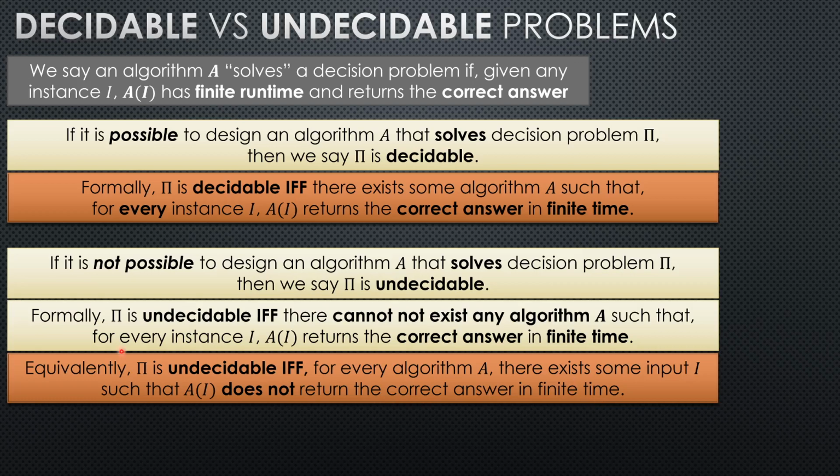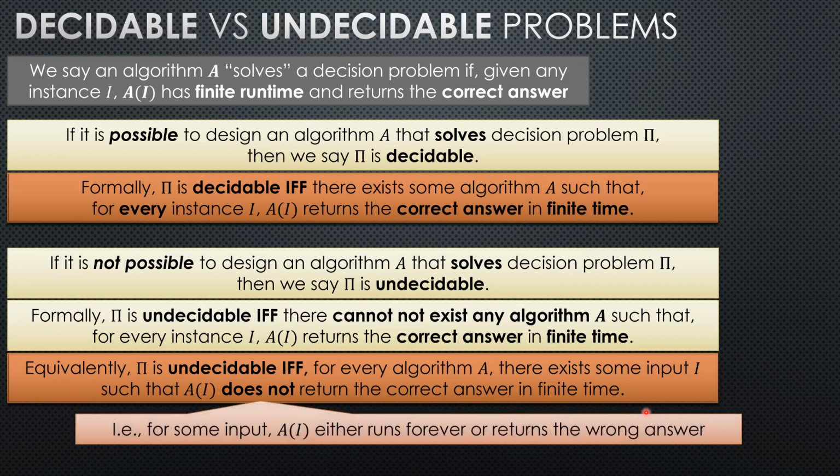Okay, so you can say equivalently, pi is undecidable if and only if for every algorithm A that you could possibly ever write, there's some input I so that A of I will either return the wrong answer or will run forever. Okay, that's how we prove something's undecidable. We would need to prove for every algorithm there exists an input such that that algorithm will return the wrong answer or will run forever. That's how we prove undecidability.